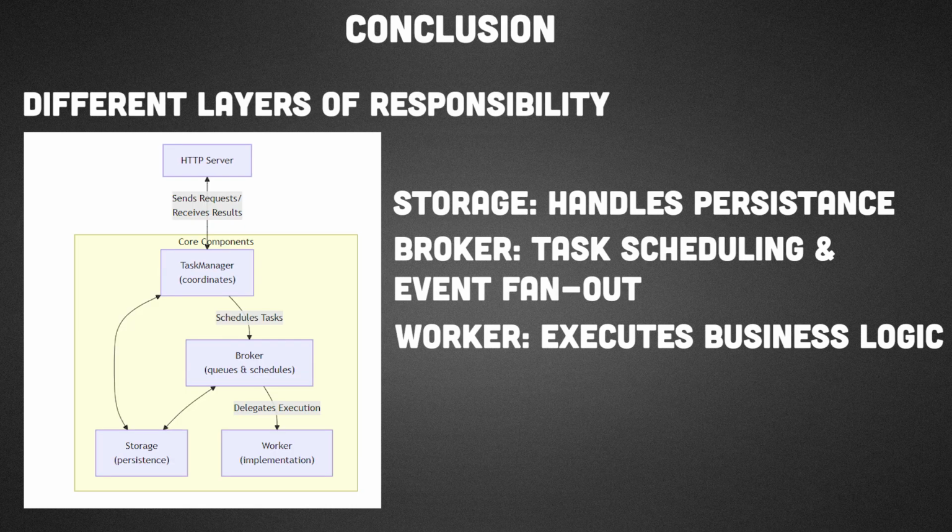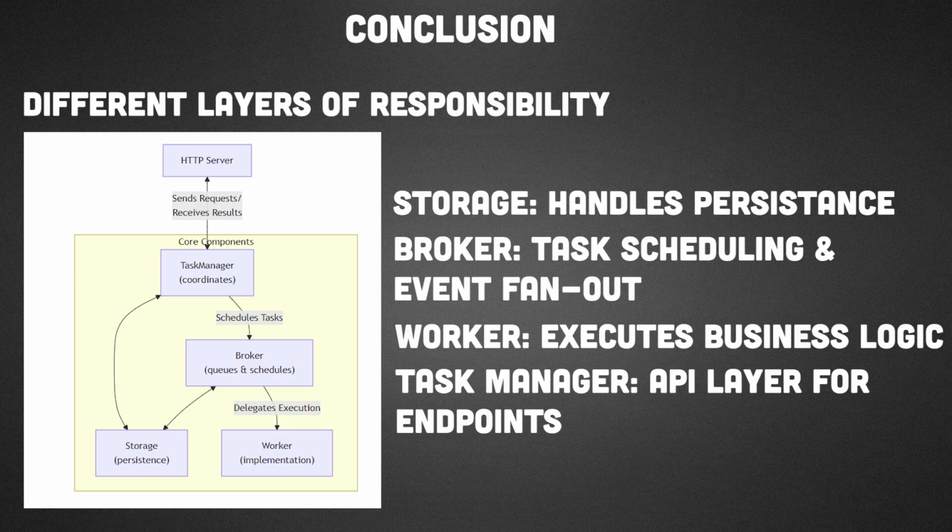The worker is responsible for executing the business logic, as you just saw in the demo. And then we have the task manager. That is the API layer for the endpoints. So we have, for example, send message for a synchronous task and stream message for SSE streaming. The key point is each layer has exactly one responsibility and only knows its direct neighbors. So the worker does not have to know about the broker or the storage. It only sees the task context. The broker doesn't need to know about the worker. It shuffles operations and events. And the storage doesn't know about the endpoints.